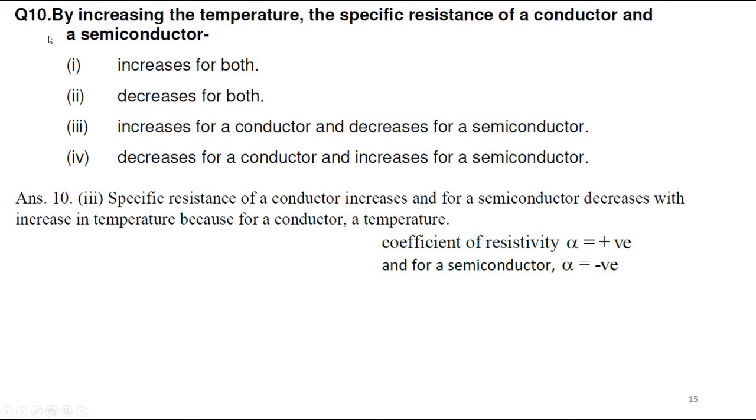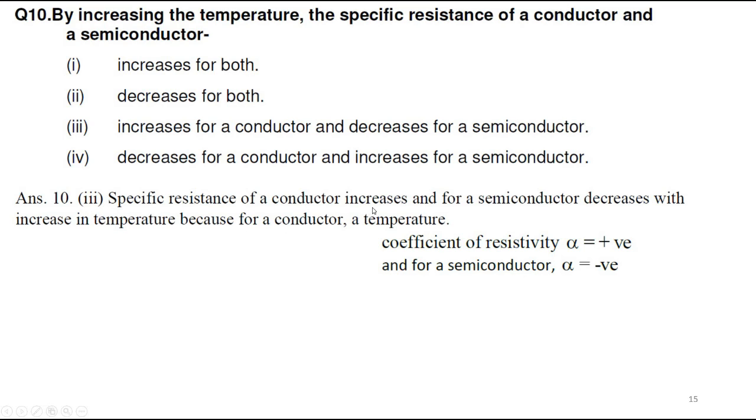Question number 10. By increasing the temperature, the specific resistance of a conductor and a semiconductor: option 1, increases for both; option 2, decreases for both; option 3, increases for a conductor and decreases for a semiconductor; option 4, decreases for a conductor and increases for a semiconductor. This is from the key. According to the key, option 3 is correct.